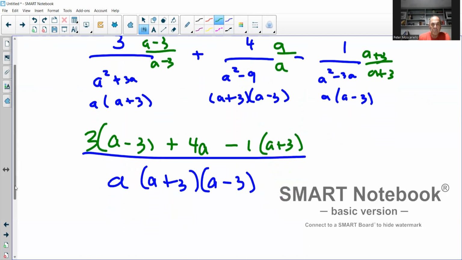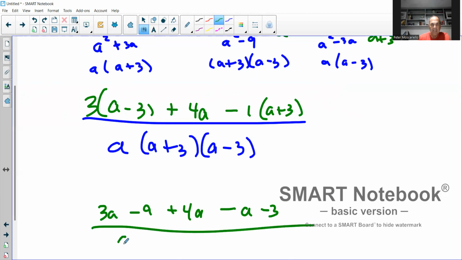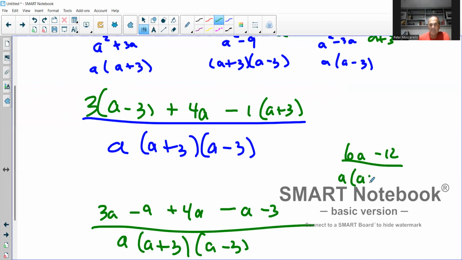Why am I saying be careful? Got to distribute that negative. So 3a minus 9 plus 4a minus a minus 3. Just be careful, you're distributing this negative. So we have 6a minus 12 over this. Yep, so 6a minus 12. You can factor out a 6, get a minus 2, but nothing cancels. So the factoring is not necessary there.